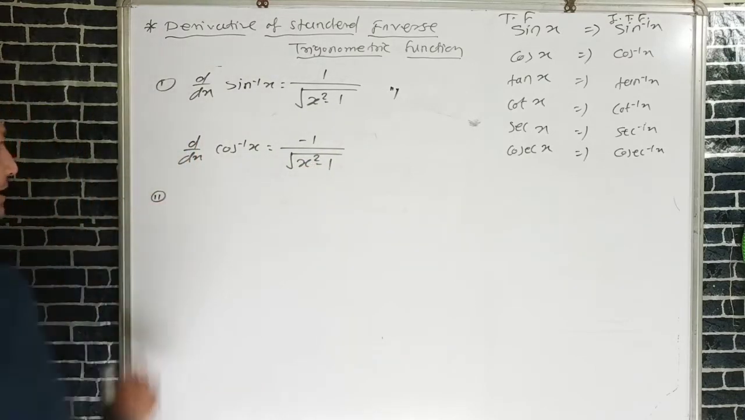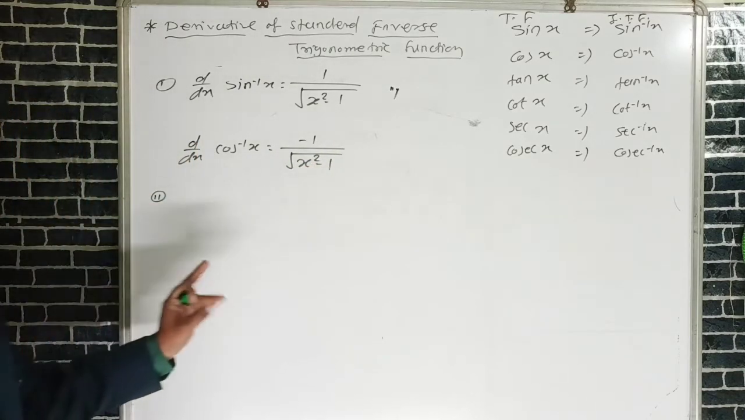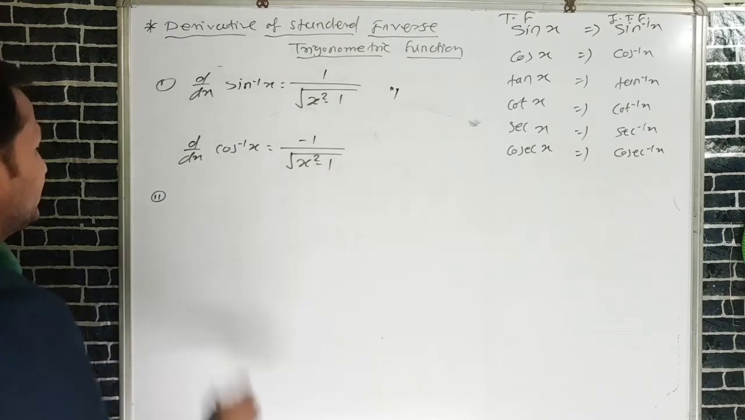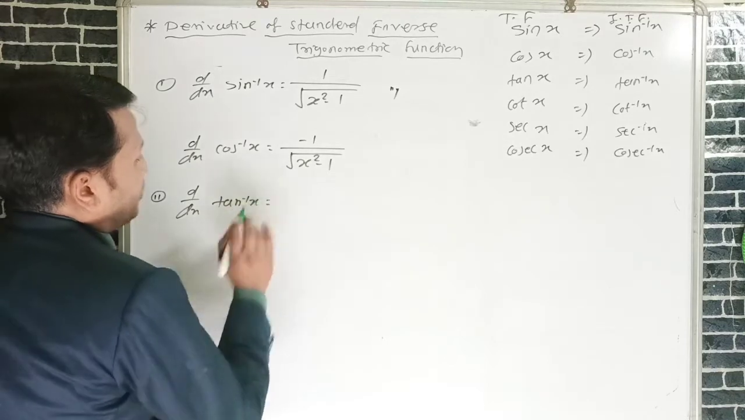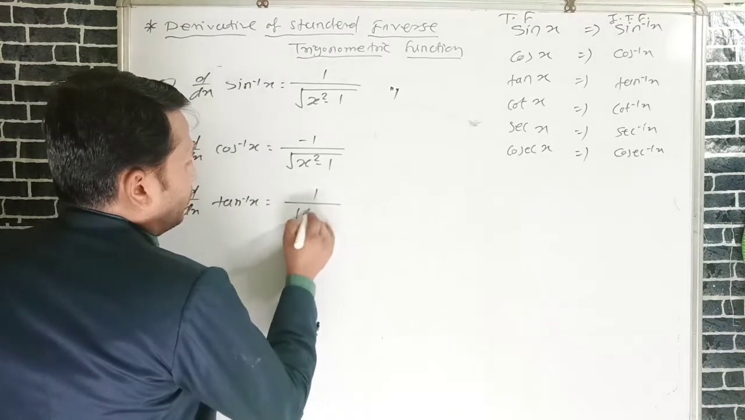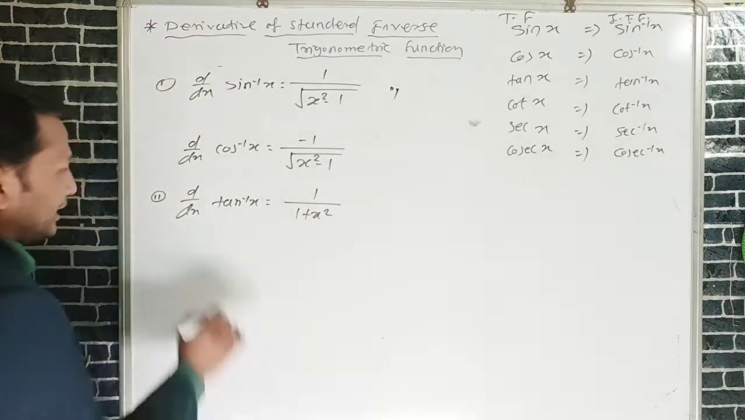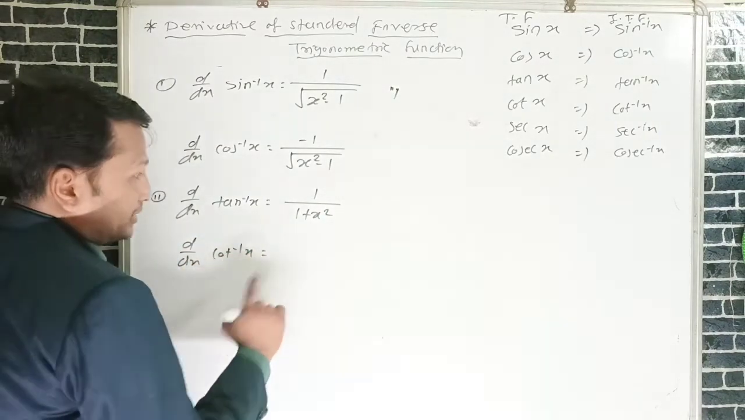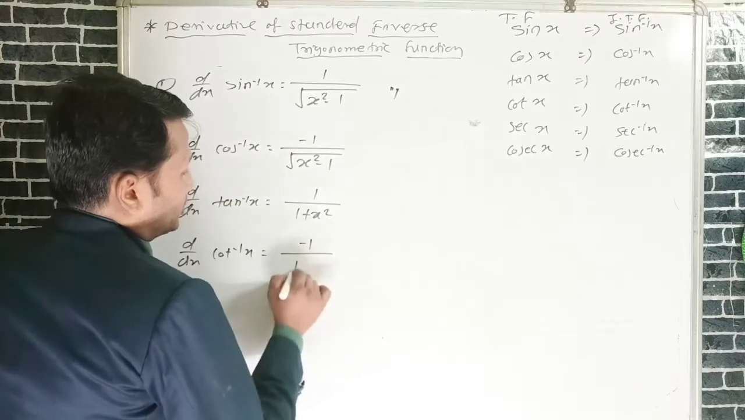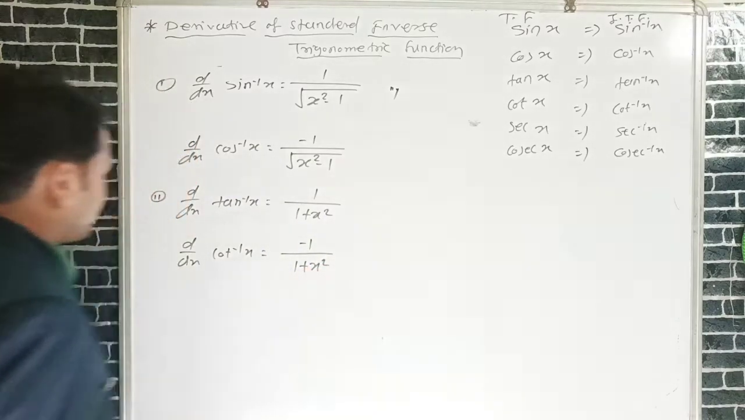Secondly, the pair of tan and cot. The derivative of tan inverse x is equal to 1 upon 1 plus x square, and the derivative of cot inverse x is the negative term, minus 1 upon 1 plus x square.